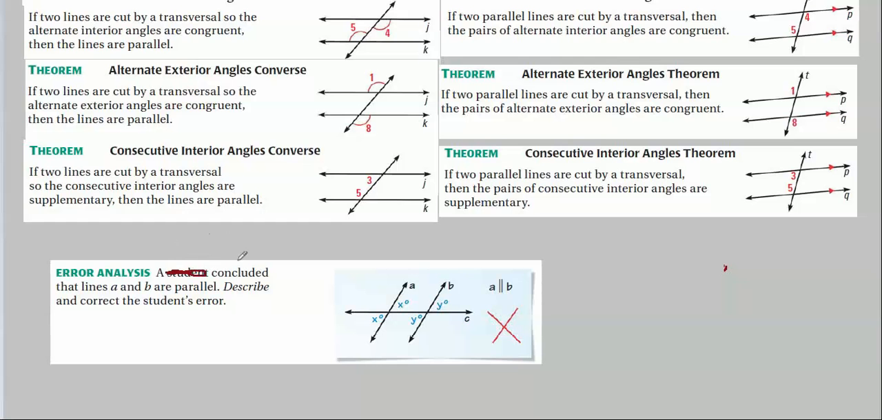Your congressman concluded that lines A and B are parallel. Describe what that bonehead legislator was thinking. Well, he probably looked at these and said, well, these two are equal and these two are equal, so they must be parallel. But all this says is what we already know about vertical angle pairs. Vertical angle pairs are always congruent. Doesn't matter whether A and B are parallel or not.